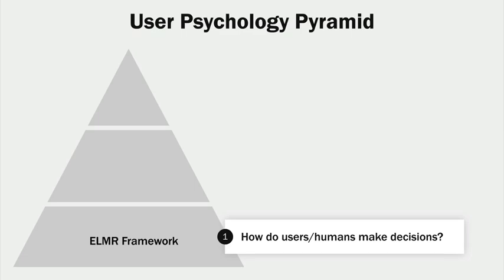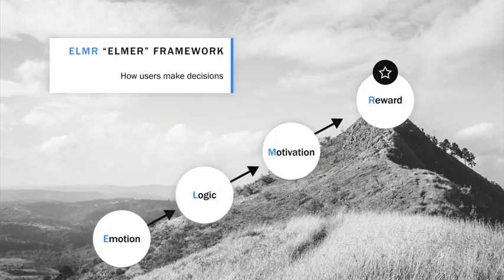We start with something that we call the Elmer framework. This helps us answer the fundamental question of how do users and humans make decisions. The Elmer framework stands for emotion, logic, motivation, and reward, and we'll use it to explain something that we call the decision hill, what a user goes through every time that they take an action in your product.